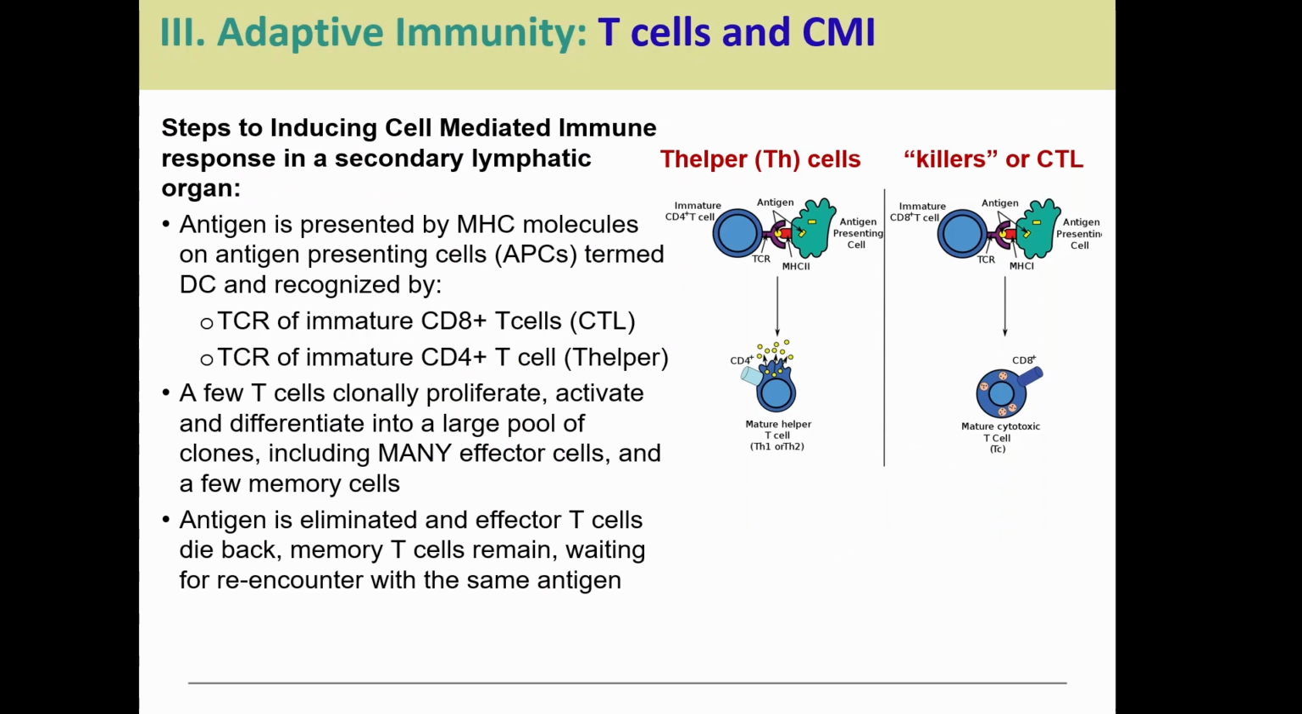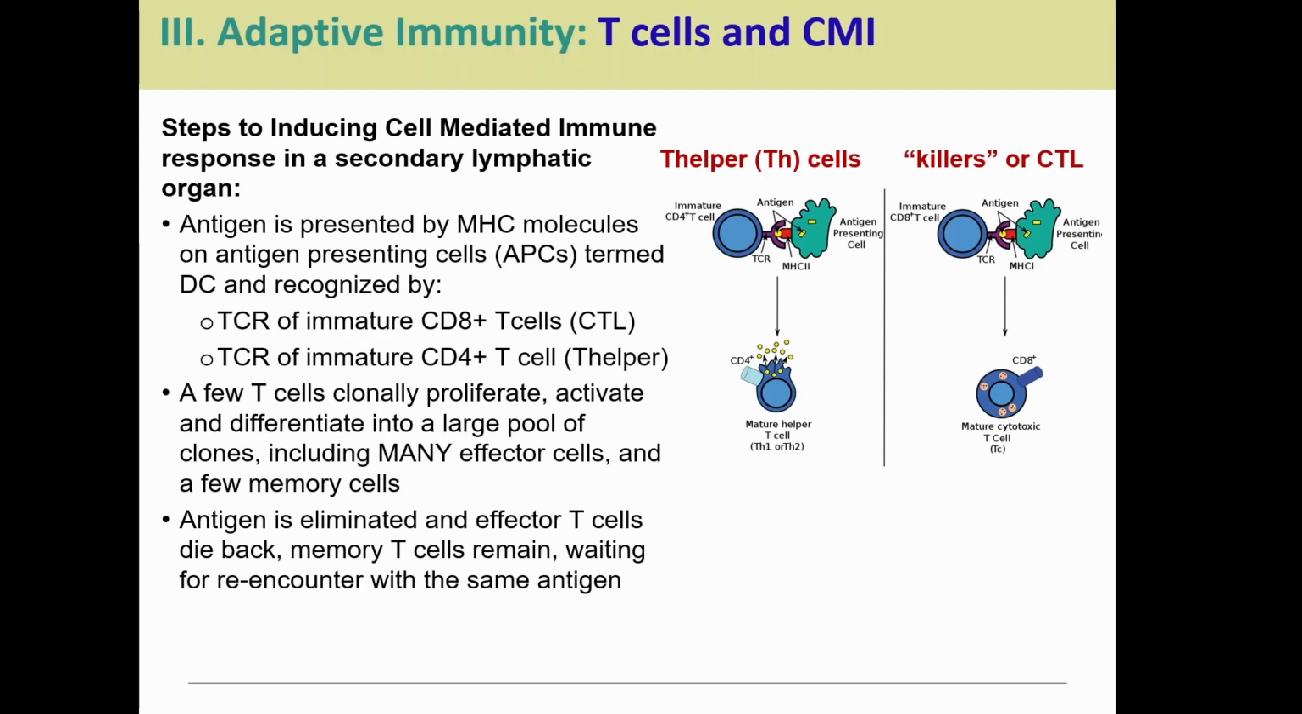So what are the steps to get this cell-mediated immune response going? Number one, the antigen has to be presented, either by an MHC, or major histocompatibility molecule, on an antigen-presenting cell, like a dendritic cell. This will be recognized by the CD8 or the CD4 cells.